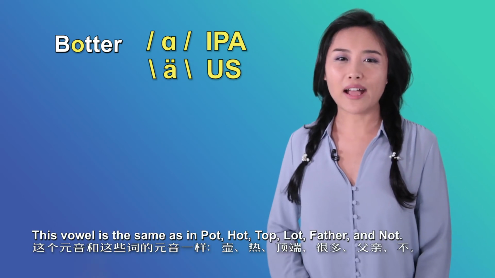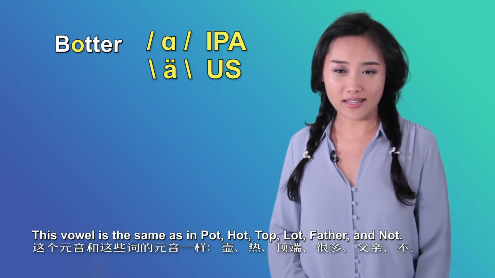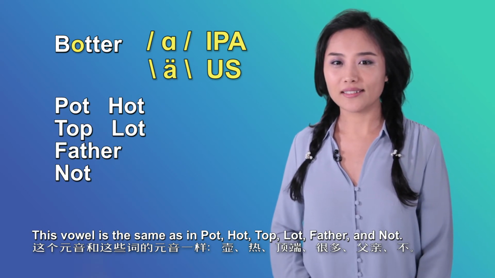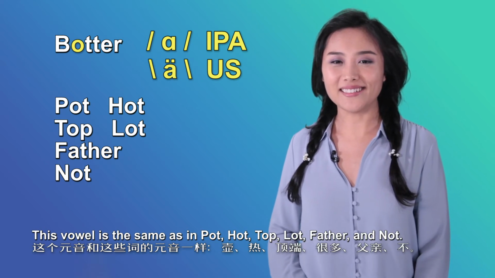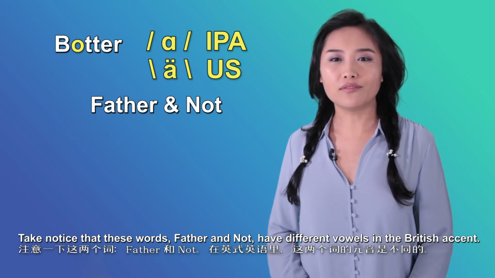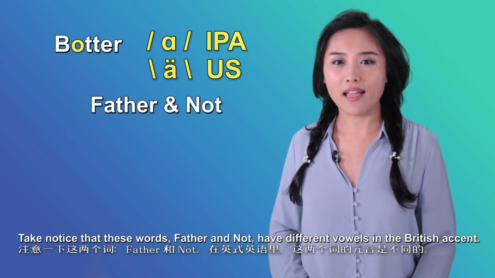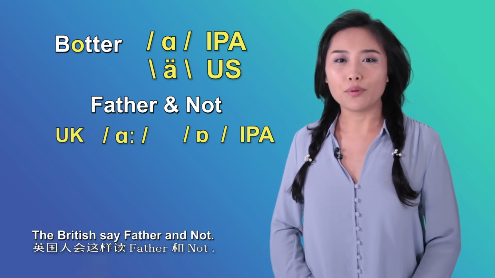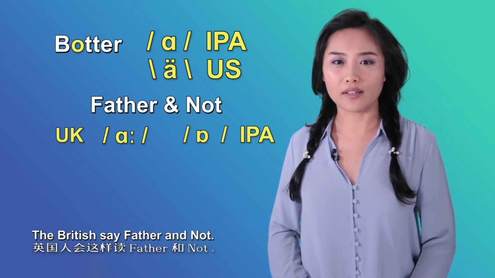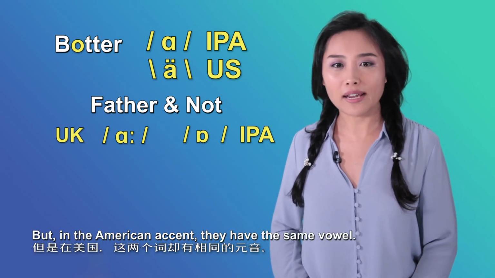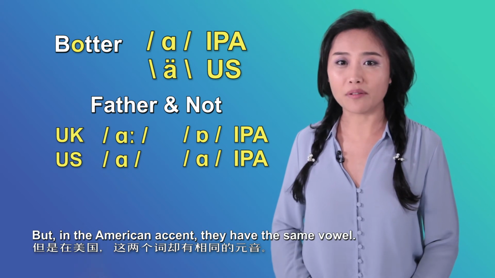Botter. This vowel sound is the same as in these words. Pot, hot, top, lot, father, and not. Take notice that these two words, father and not, have different vowels in the British accent. The British say father and not. But in the American accent, they have the same vowel.